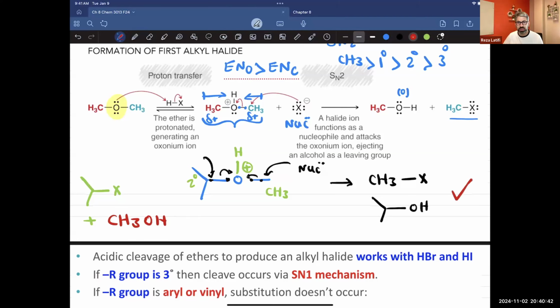Which one is going to happen? The one on the right side. And what's the reason behind it? This is an SN2 reaction. SN2 reaction will favor the carbon with fewer substituents. So the right side is going to happen, left side, no.